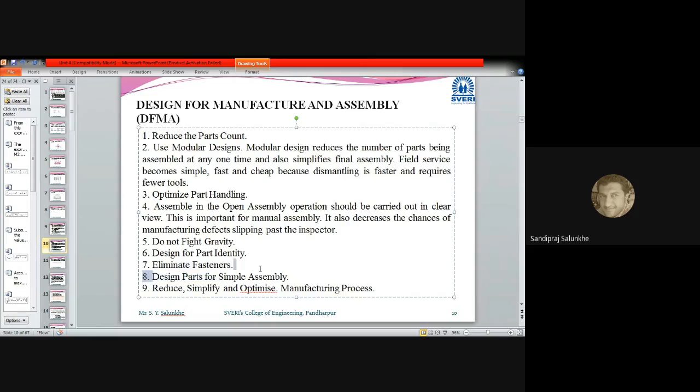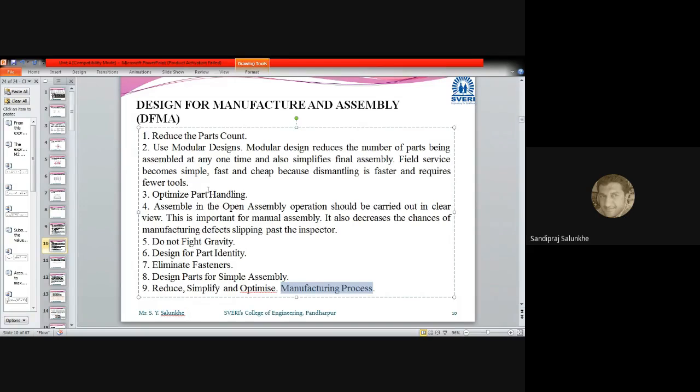Then our assembly should be simple. It should not be complicated. While we are assembling it, it should be simple as far as possible. Try to simplify our component. Then reduce, simplify, and optimize. Our assembly should be simple. And also you have to simplify the manufacturing process. These are some considerations that are made at the time of manufacturing and assembly.